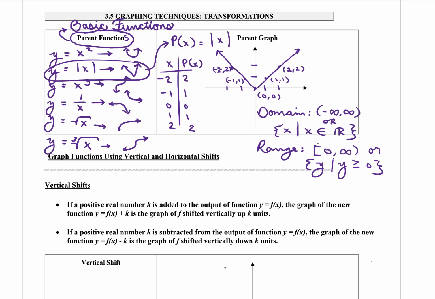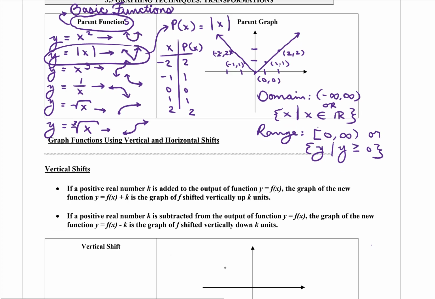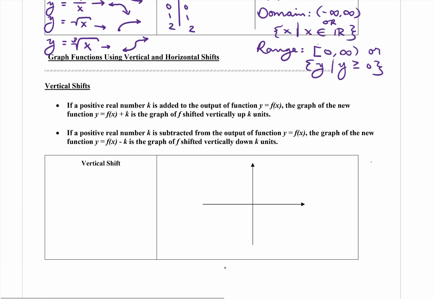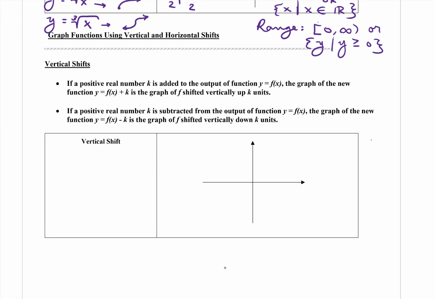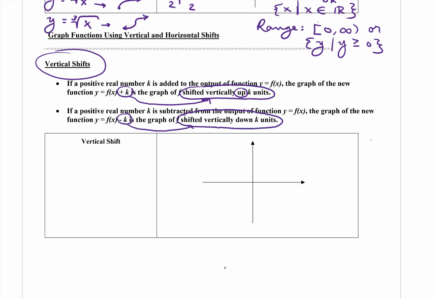Okay, let's get into the actual new portion of this section, the vertical shifts. I'm going to be referring to this one particular parent function that I just finished drawing here. A vertical shift: if a positive real number k is added to the output of the function y equal to f of x, the graph of the new function y equal to f of x plus k is the graph of f shifted vertically up k units. And if we're subtracting k, then it's just going to shift our function down k units.